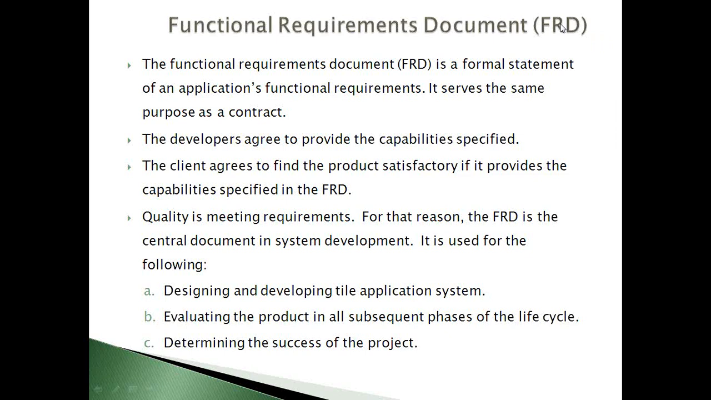In the functional requirement document, it's just a formal statement of an application's functional requirements. The developers should agree to provide the capabilities specified, and the client agrees to find the product satisfactory if it provides the capabilities specified in the FRD. The developers agreeing to provide the specified capabilities means that in the business requirement we have collected the information related to the client's business, what the client is expecting from us.